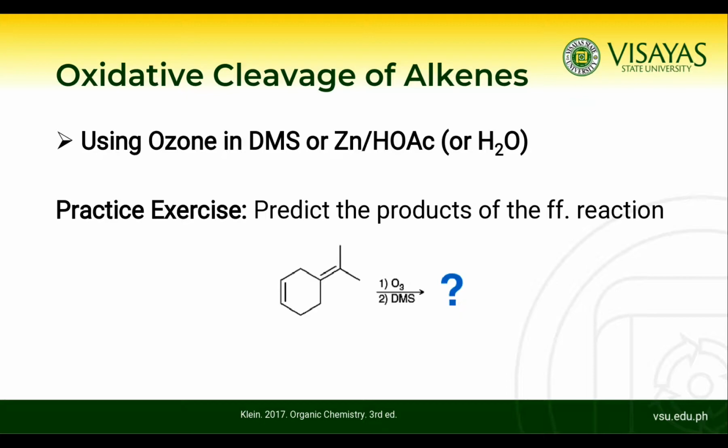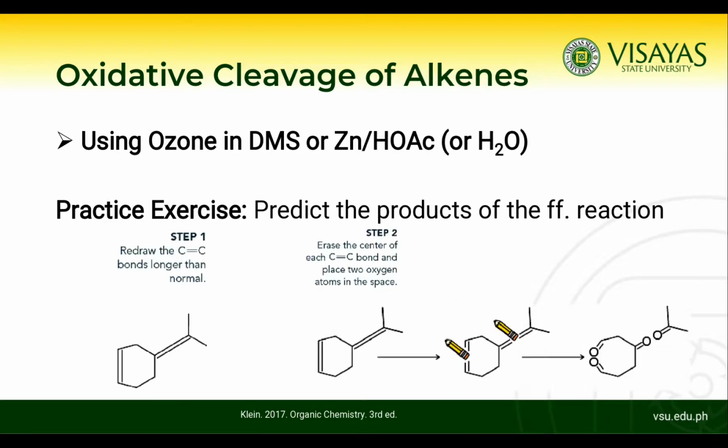Okay, predict the products of the following reaction. So this is oxidative cleavage using ozone in DMS. So how do we do this? This is according to Klein. Redraw the carbon-carbon double bonds longer than normal. Then, in the second step, erase the center of each carbon-carbon double bond and place two oxygen atoms in the space. So, erase the center. So, this here, we erase it. And then, we place two oxygens. So, we place one oxygen here, oxygen, oxygen. So, this is now the product. Not as easy as that.